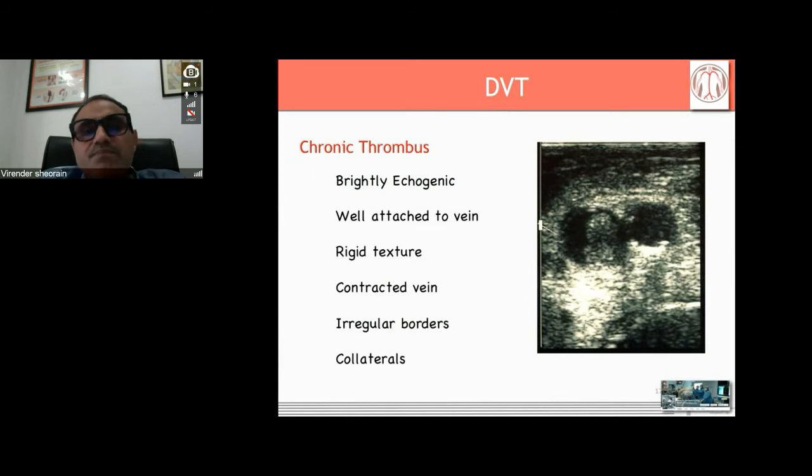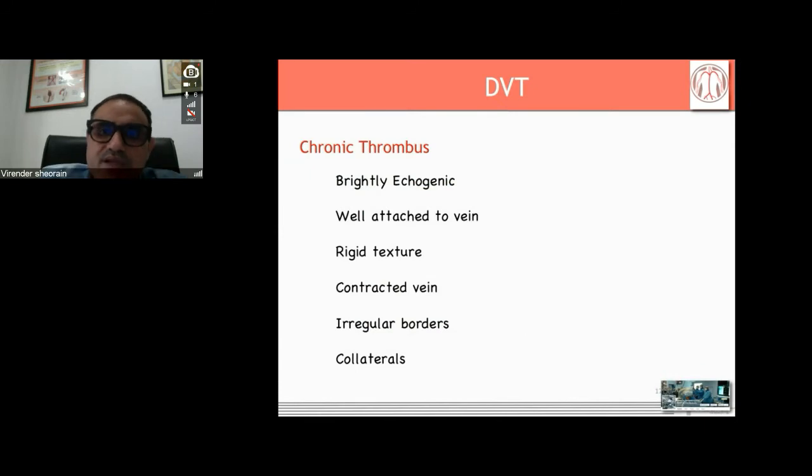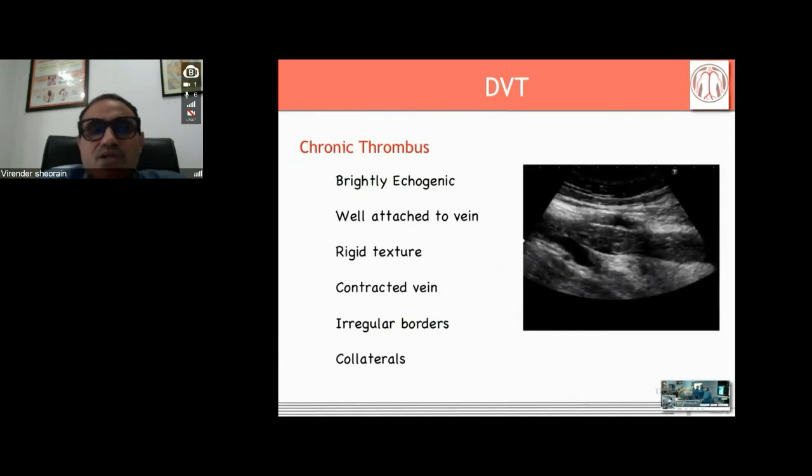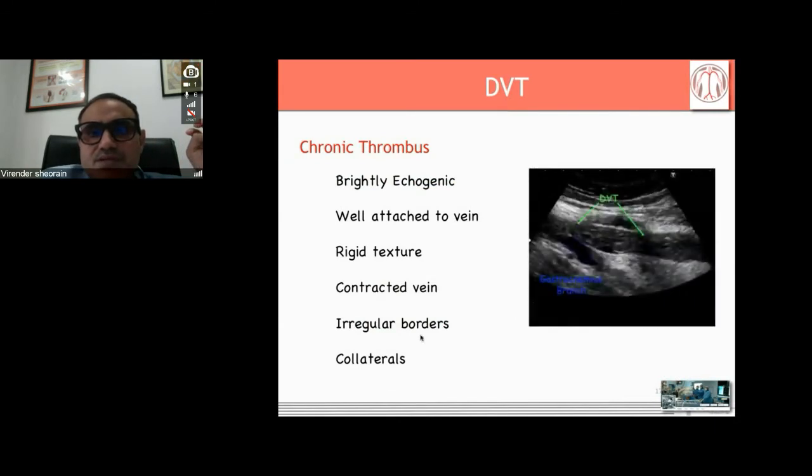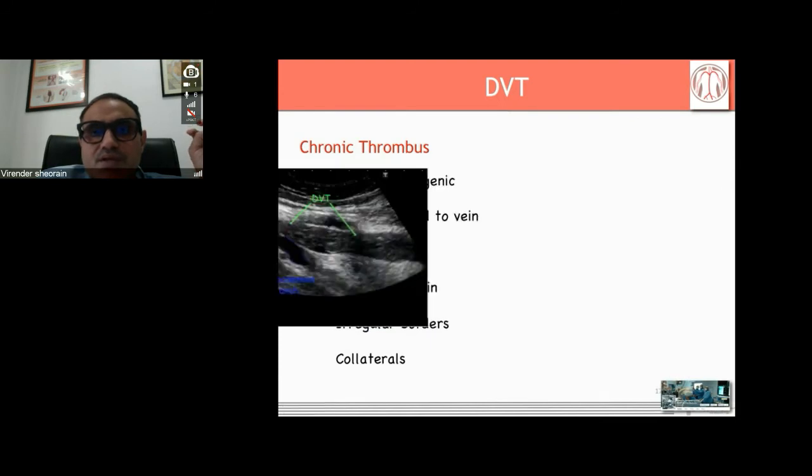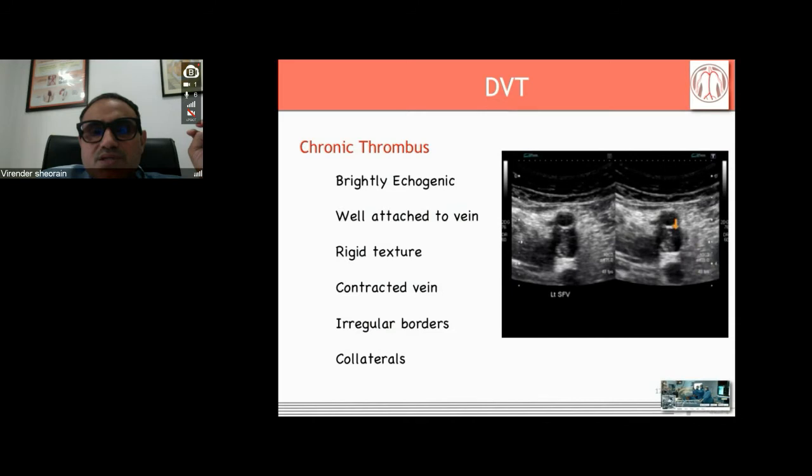And as the time passes by, the vein gets contracted, fibrosed, and becomes irregular. You can sometimes see collaterals around, you can see recanalized flow or the stranding. This is how it is on the longitudinal scan. So here you can see this is deep vein thrombosis, and it shows hyperechoic or a bright echogenic material within it. And as I told you, you can see that same thing on the cross-sectional view.